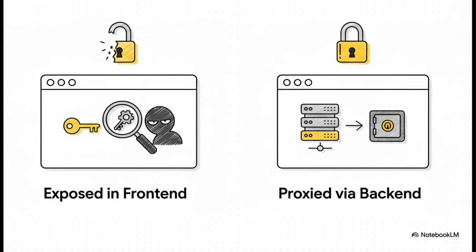This really lays it all out side by side. If you put that key in your front-end code, it's just there. It's public. Anyone with a web browser can pop open the DevTools, find your key, and start using it for their own projects on your dime. The only safe way is to proxy your calls through a backend. The key stays hidden on your server, and you're in complete control.